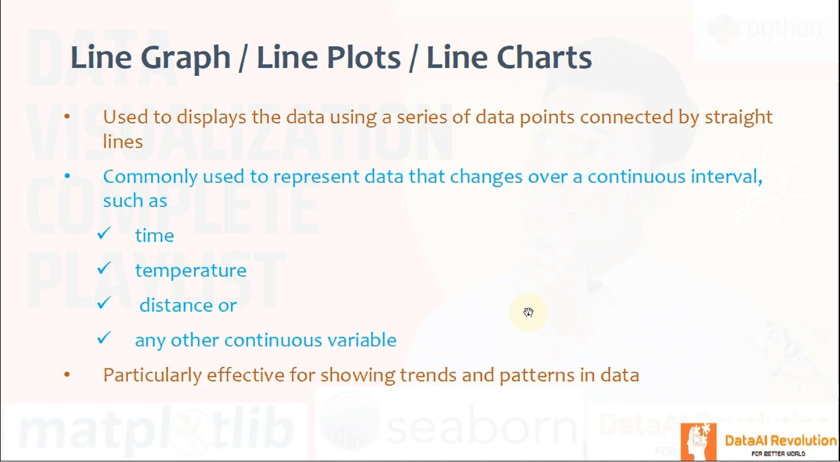A line graph is also called a line plot, or a line chart. A line graph is normally used to display data using a series of data points that are connected by a straight line. It is commonly used to represent data that changes over a continuous interval. That interval may be time, distance, temperature, or any other continuous variable. It is particularly effective for showing trends and patterns in the data.